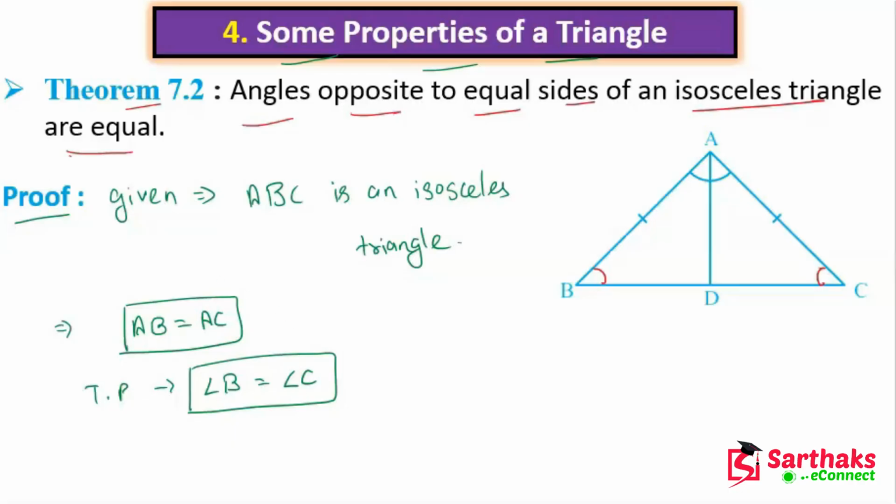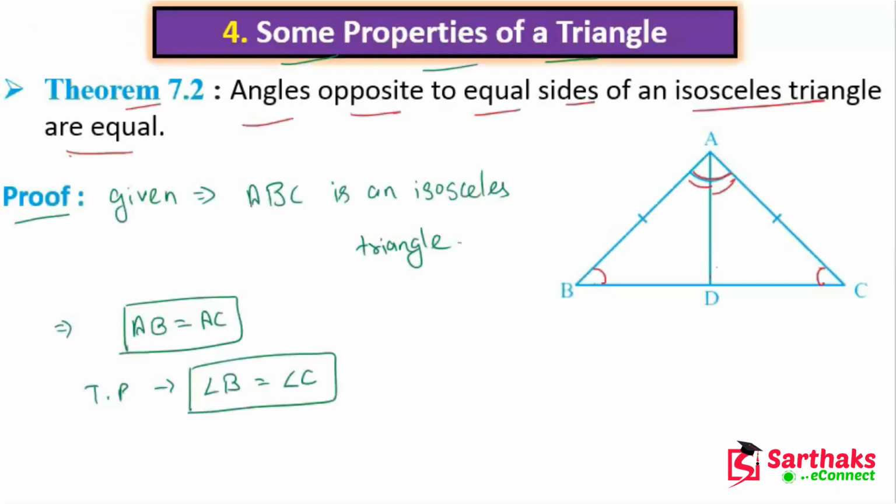For proving this, we have to do some construction. We have to draw the bisector of angle A, like this, AD. So AD is the angle bisector, which means this angle is equal to this angle. Now let's consider triangle BAD and triangle CAD.